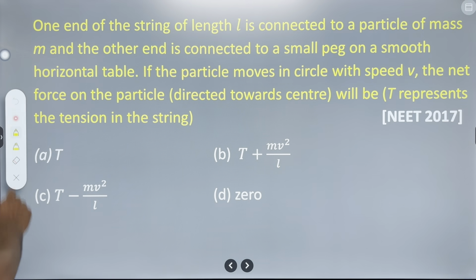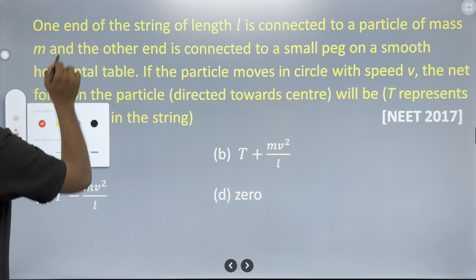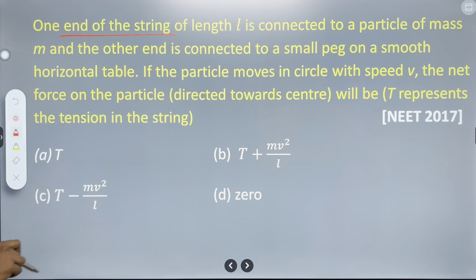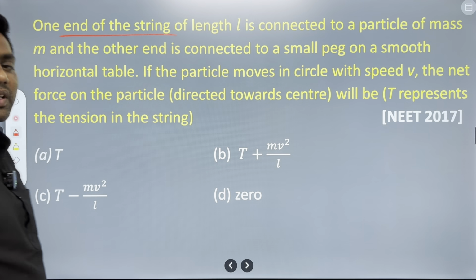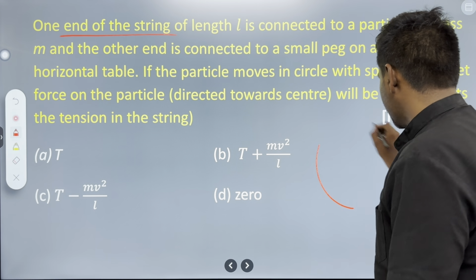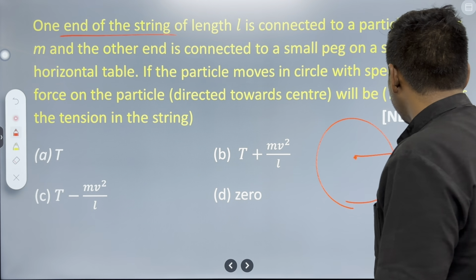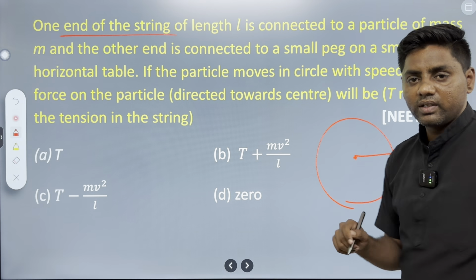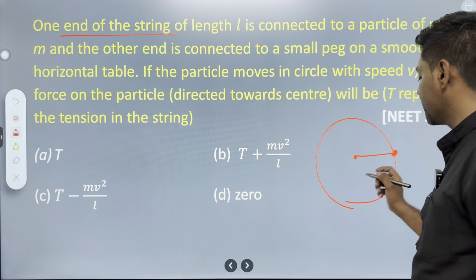नेक्स्ट, one end of the string of length L is connected to a particle of mass m and the other end is connected to a small peg on the smooth horizontal table. If the particle moves in a circle with speed, then net force on the particle. Very simple. अगर हम we take the string performing the circular motion, string से particle को हमने tight किया और उसको movement कर रहे हैं. So what happen in that case?